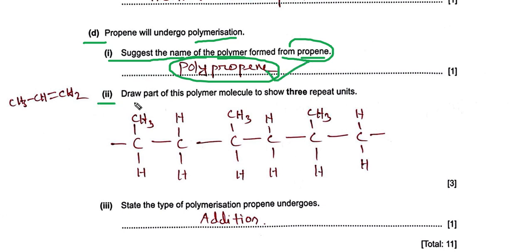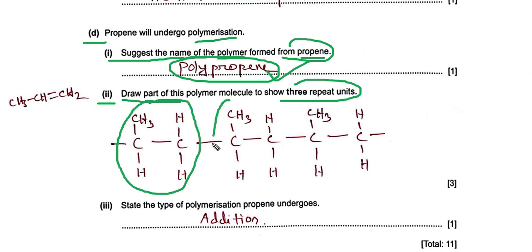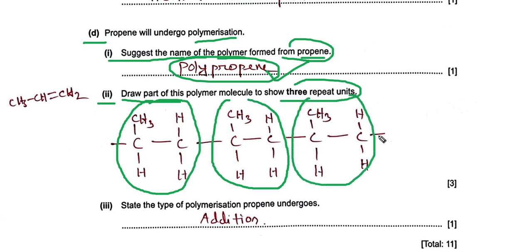And 2, draw part of this polymer molecule to show 3 repeat units. So this is 1 repeat unit, propene, 2 repeat units and 3 repeat units, and 2 bonds open to both sides. So how is it formed?